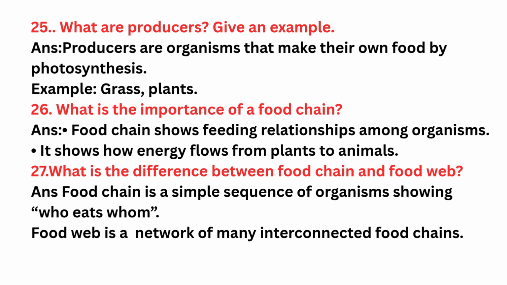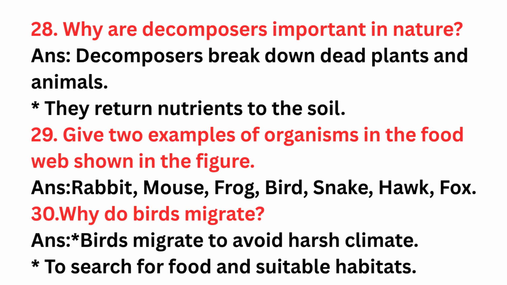Question number 27. What is the difference between food chain and food web? Answer: A food chain is a simple sequence of organisms showing who eats whom. A food web is a network of many interconnected food chains. Question number 28. Why are decomposers important in nature? Answer: Decomposers break down dead plants and animals. They return nutrients to the soil.